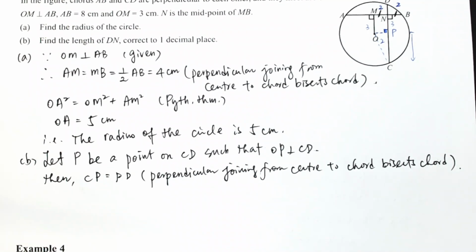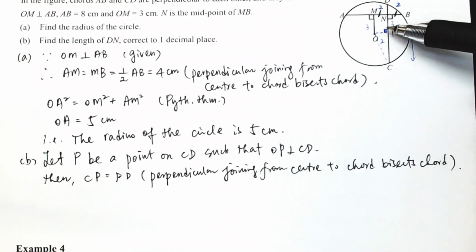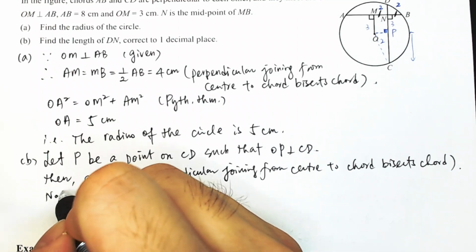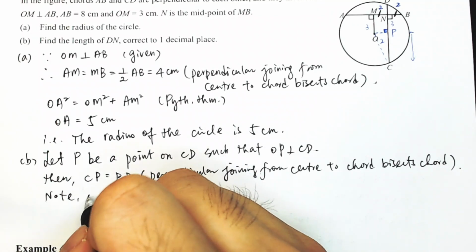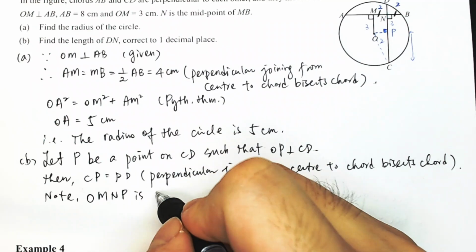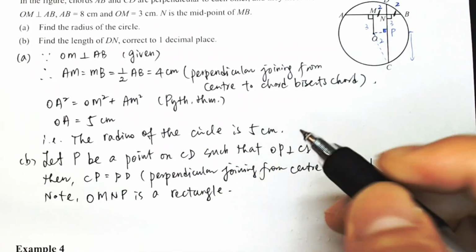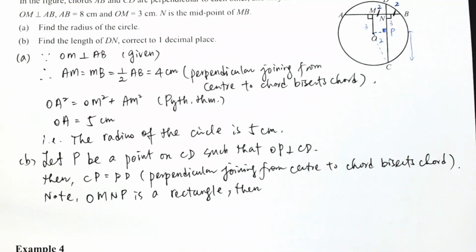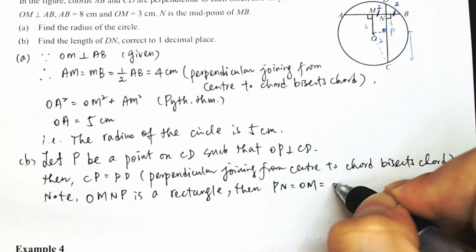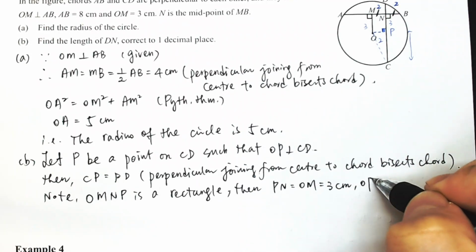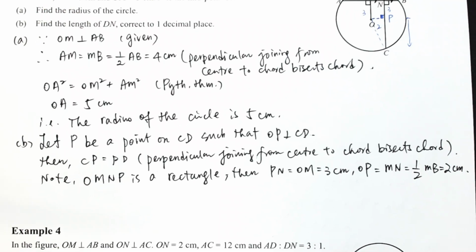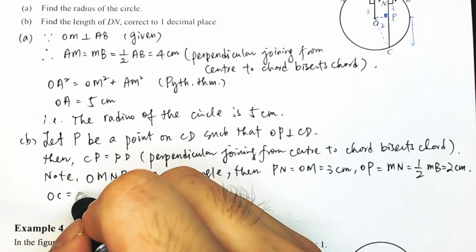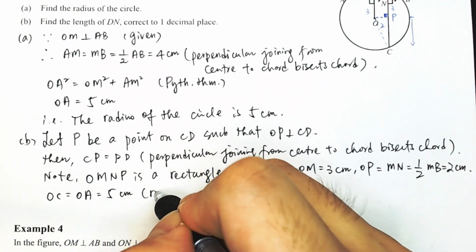Then we draw some conclusion of what we have found here. So note that you do not actually need to prove whether OMNP is a rectangle. You just need to state it, because it's too obvious. Then we have several things to work on. We have PN equals to OM, which is 3, and also we have OP equals to MN equals to half of MB, which is 2 cm. And also we have OC equals to OA, which is 5 cm, which is the radii.